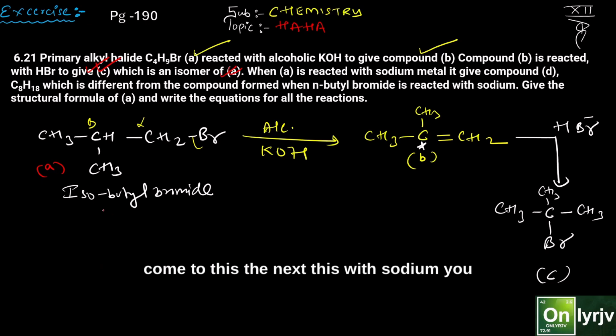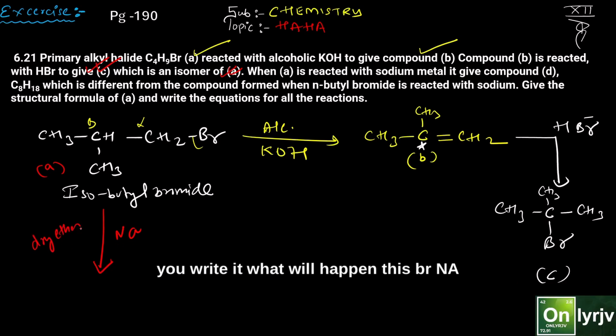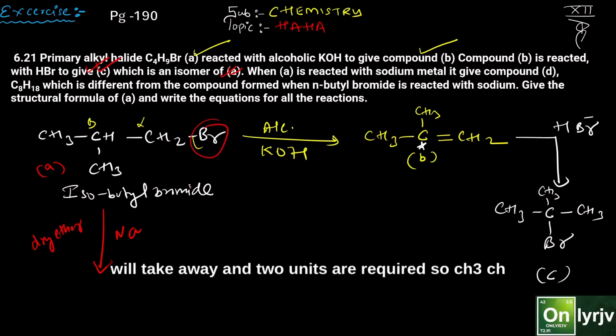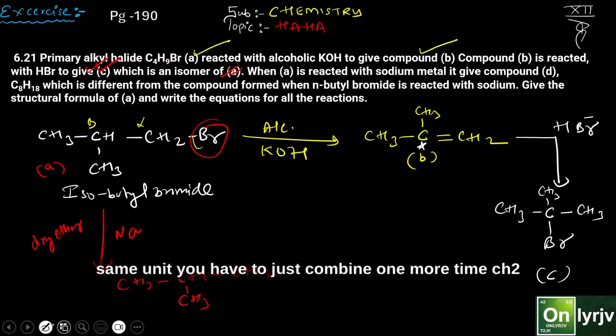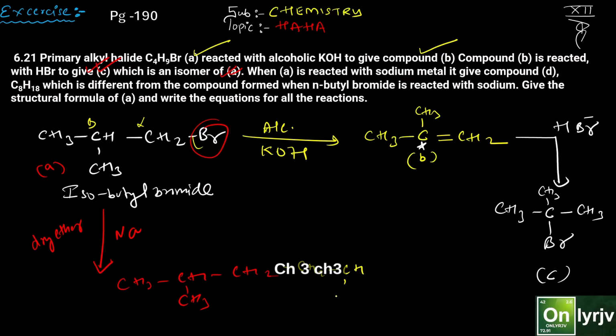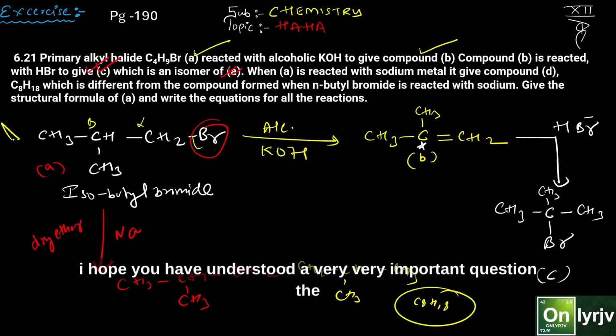When A is reacted with sodium metal, it gives compound D. Now come to this. They are reacting this with sodium. You know when we react with sodium, it's a Wurtz reaction, dry ether, even though they have not mentioned it, you write it. What will happen? Na will take away this Br and 2 units are required. So CH3, CH, CH2, CH3, and the same unit you have to just combine one more time. CH2, CH, CH3, CH3. So this is your compound, last one. C8H18. This is the compound.